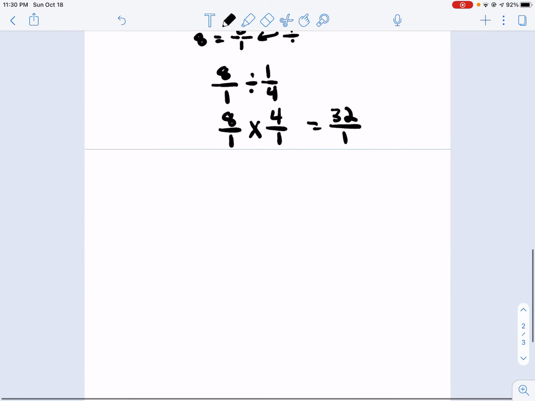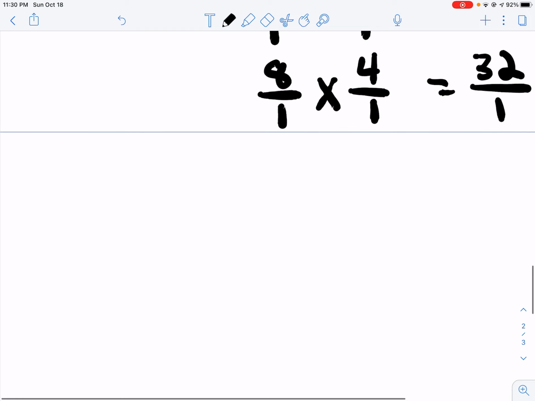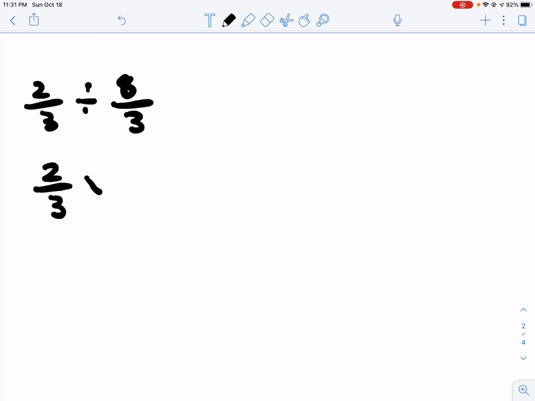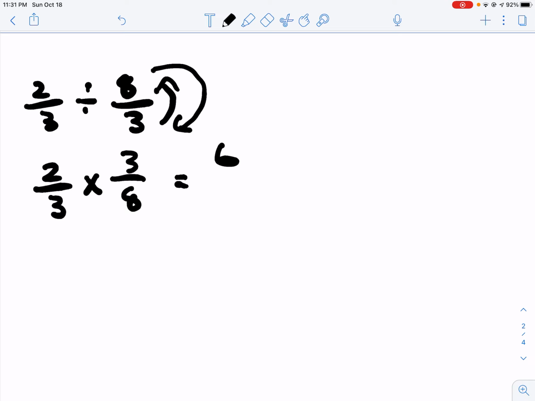So let's see if we can use this to do more difficult problems. Let's try 2/3 divided by 8 over 3. Well, for this one, like we did before, we'd keep the first number the same, but change this to a multiplication sign, flip the second one. So that goes there, that goes here. 3 over 8. And then we multiply the top. 2 times 3 is 6, and then we multiply the bottom. 3 times 8 is 24, which is equal to 1/4.